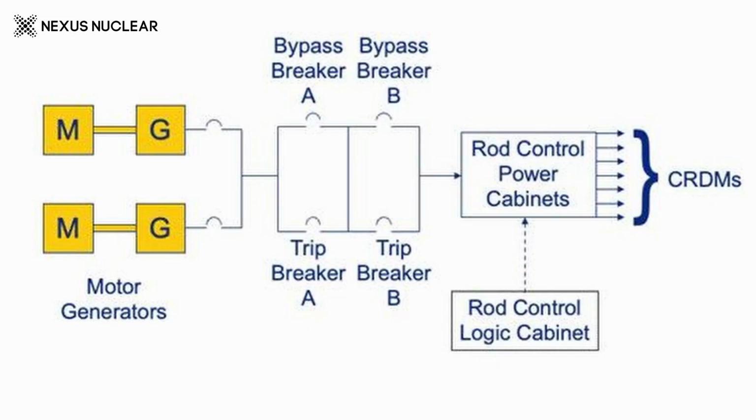For the operation of the CRDM, the electrical supply is required. For that, we are providing a motor generator set. Why are we using a motor generator set to supply the electrical energy to the CRDM? You can see in the architecture, after the motor generator set, we are providing some trip breakers and also bypass breakers for supplying this electrical energy to the CRDM.